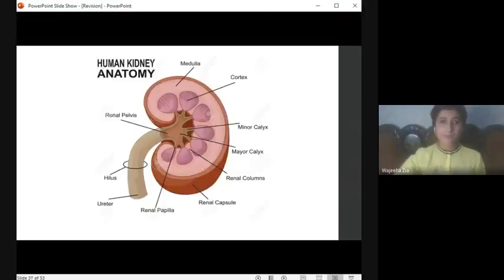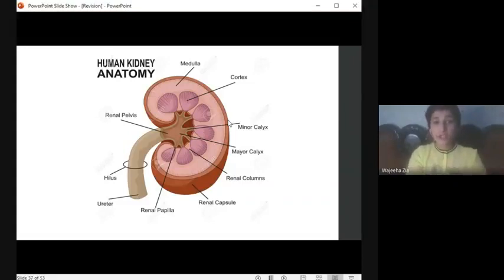As you can see in this diagram, this is the structure of the kidney. It consists of two parts, the inner one and the outer one. The kidney is enclosed in the capsule. The outer one is known as the cortex, and the inner one is the medulla. The medulla then ends into the different calyces, and the calyces are divided into minor and major ones. These calyces drain into the pelvic cavity, the renal pelvis, in which the main urine drains, and then it moves into the ureter.